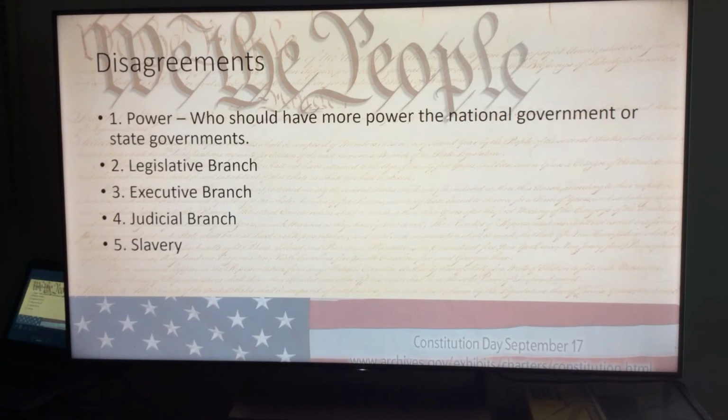All right, here's your second essay question from this chapter. You're going to tell me what the disagreements were during the Constitutional Convention. You're going to tell me what the two plans that were proposed and what was the compromise between them.